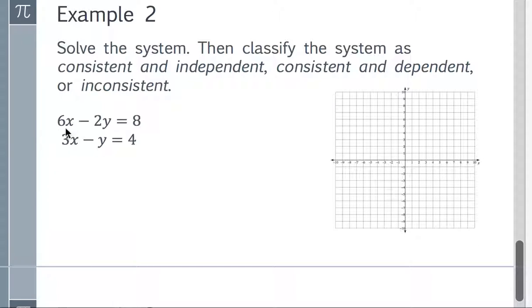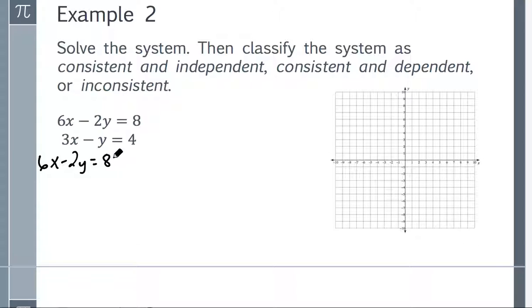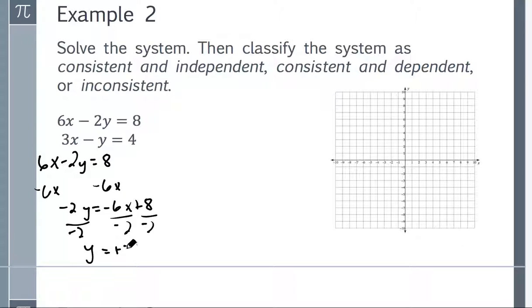Okay, so the first thing I'm going to do, the intercept method doesn't look like it's going to work as nicely. So here, let's take a look at the first equation, 6x minus 2y equals 8. And let's go ahead and solve for y. Subtract 6x from both sides. So you have negative 2y equals negative 6x plus 8. And then you divide everything by negative 2. So then you have y equals positive 3x minus 4.